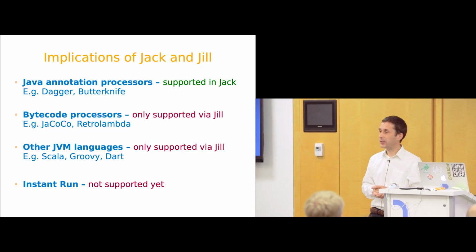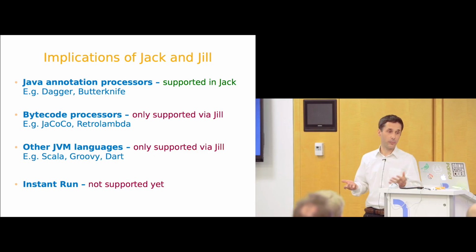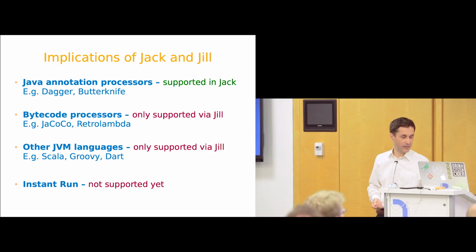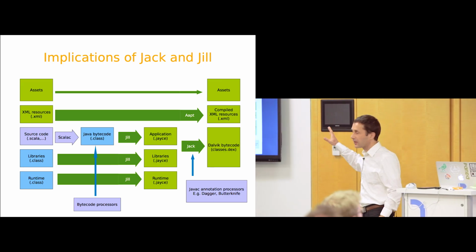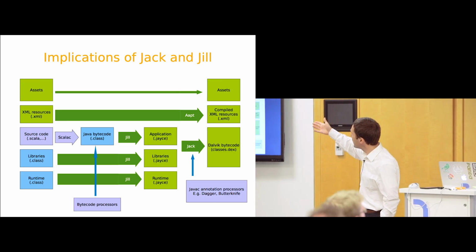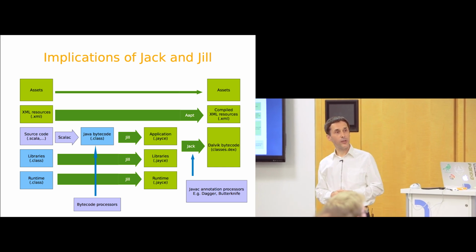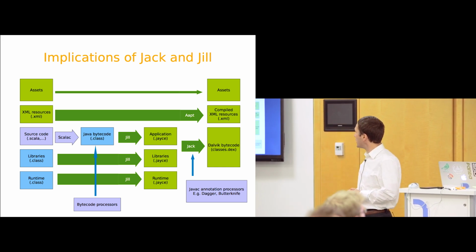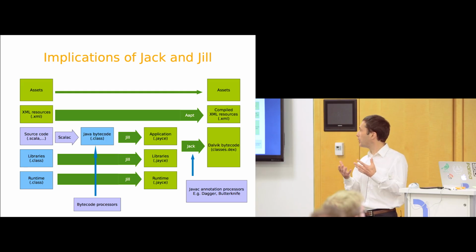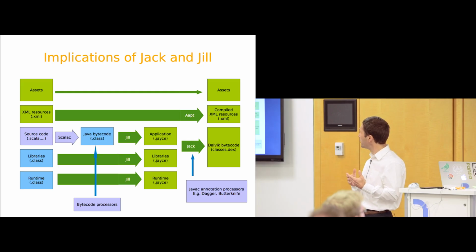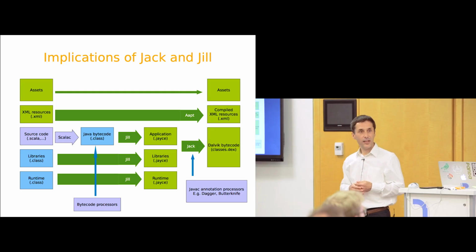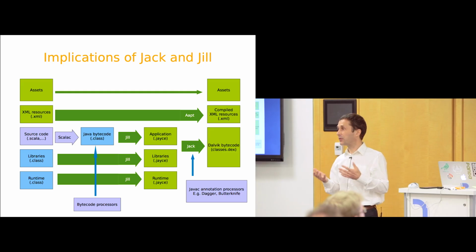And at the moment, if you're using Instant Run, that's not supported yet, but I'm sure that the Android team is working on that. Visualizing that same slide in a diagram here, for instance, say that you have a project that includes Scala code, then you have to go through the Scala C compiler, of course, and that produces Java bytecode. But if you have Java bytecode, the only way to get to Dalvik bytecode with the Jack compiler is to go through the Jill compiler first. So that process is more convoluted than it was originally.